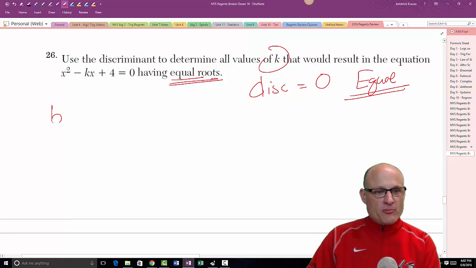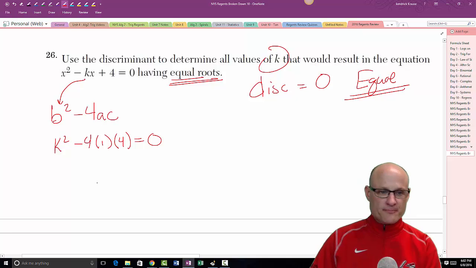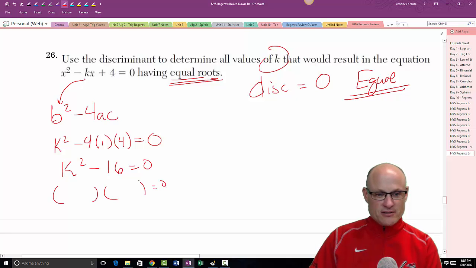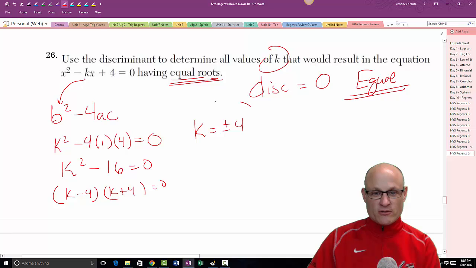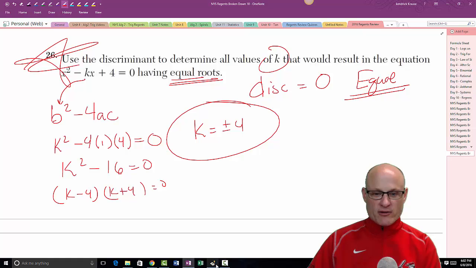So the discriminant is b squared minus 4ac. k squared minus 4 times 1 times 4 equals 0. Okay, I'm going to set it equal to 0. So this is k squared minus 16 equals 0. Oh, I just have to factor. k minus 4, k plus 4. So my two answers for k are plus and minus 4. By the way, you can always come over to your calculator.